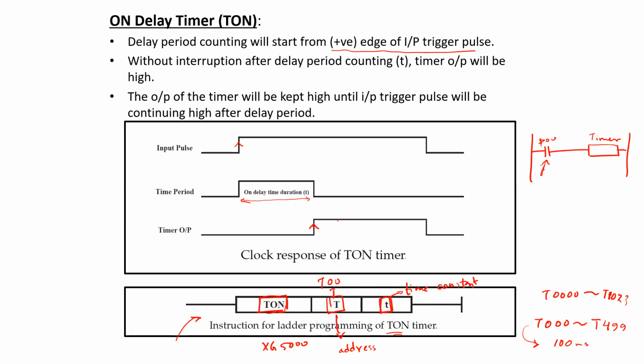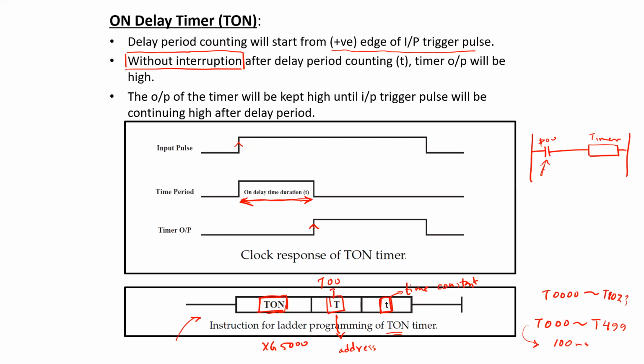Now the timer keeps operating as long as the input pulse is there. So as long as the input pulse will sustain, the timer output will also remain high. And also the delay count will go on if the input supply is uninterrupted. That's why this term over here is mentioned, that without interruption, after the delay period is over, the timer output will go high. For example, this is the delay period up to which the delay has to be generated.